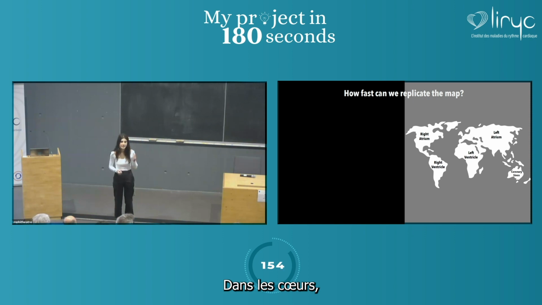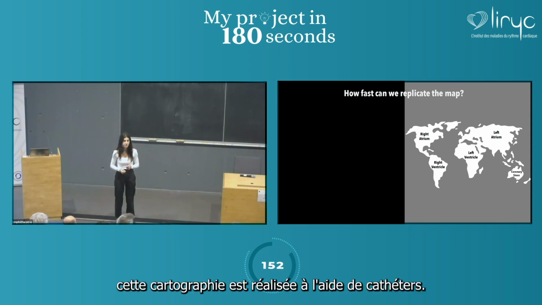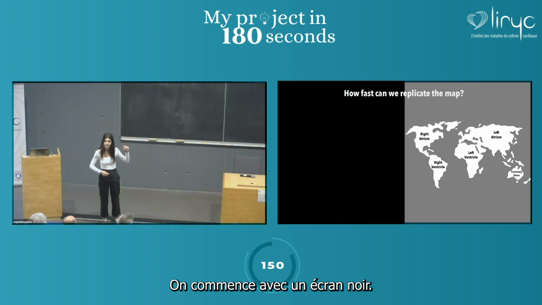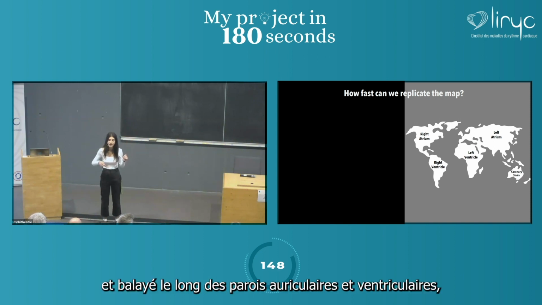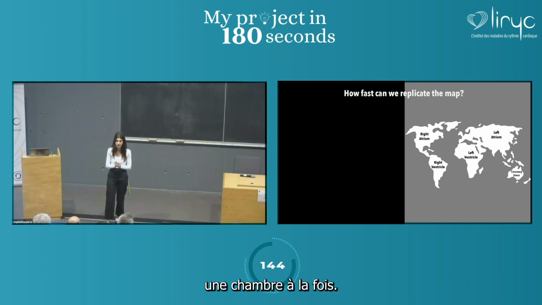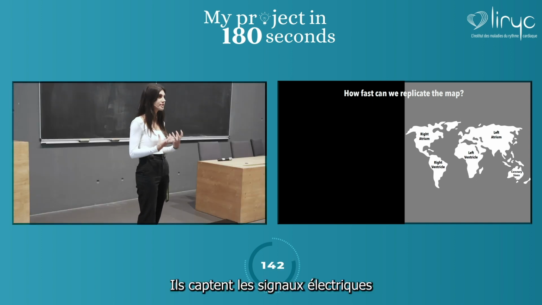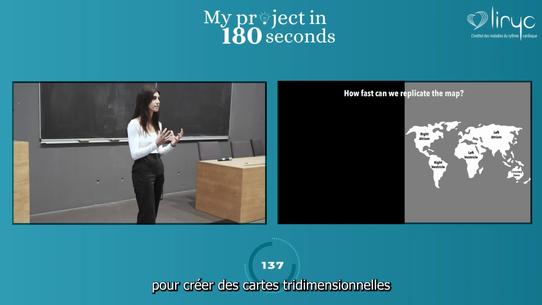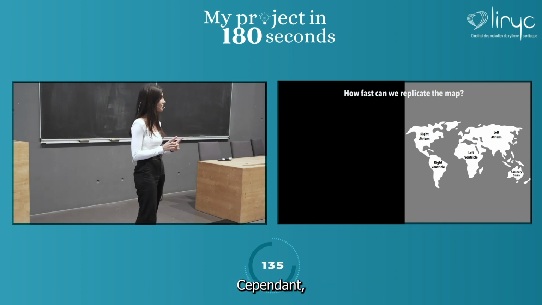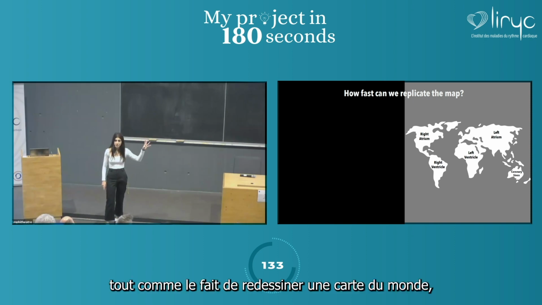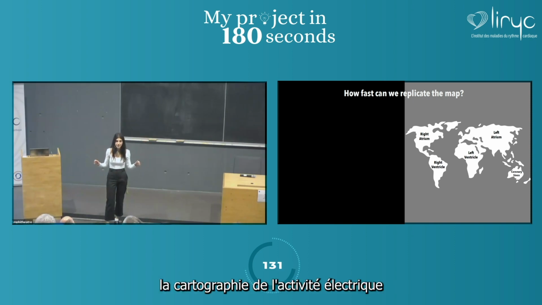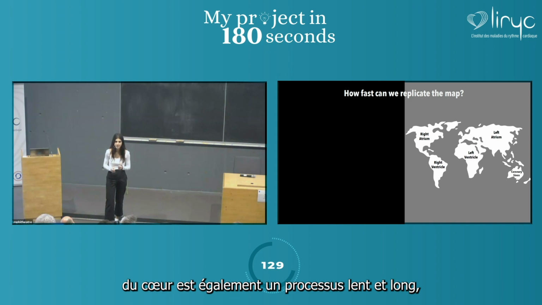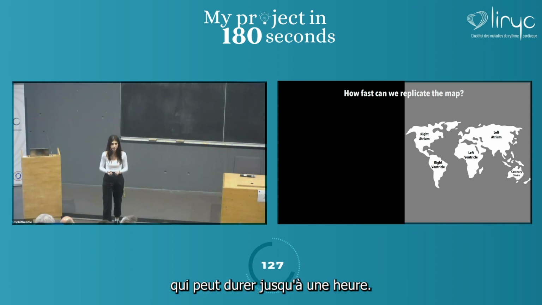In hearts, this mapping is performed using catheters. You start with a black screen, the catheter is inserted into the heart and swept along the atrial and ventricular walls one chamber at a time. They pick up the electrical signals from the heart tissue that are then used to create these 3D maps of the heart's electrical activity. However, like redrawing a map of the world, mapping the heart's electrical activity is also a slow and long process, lasting anywhere up to an hour.